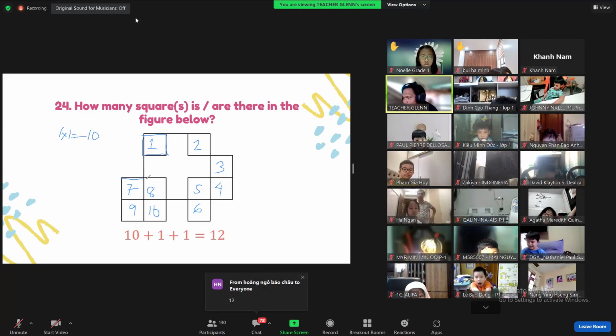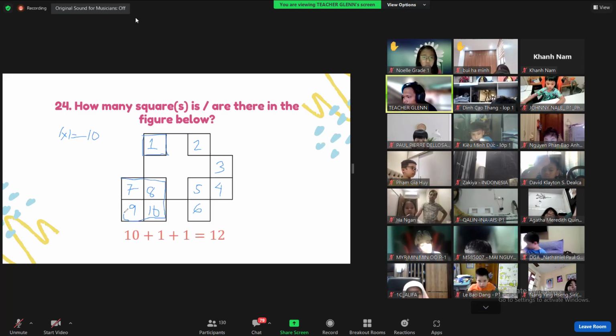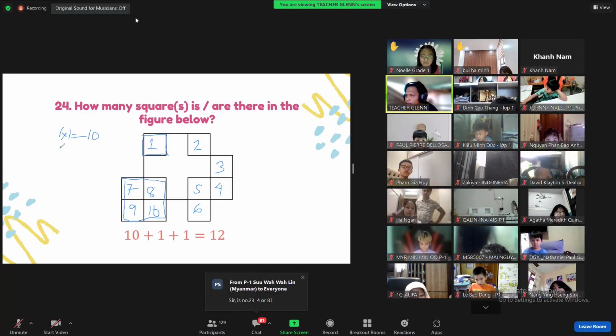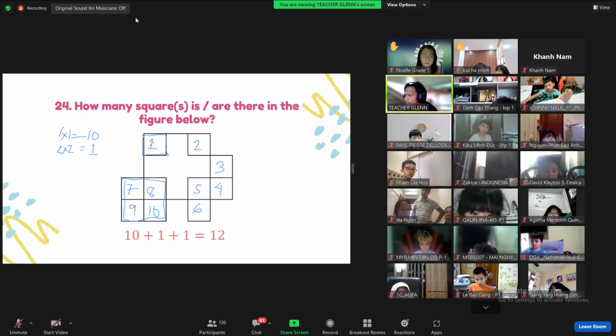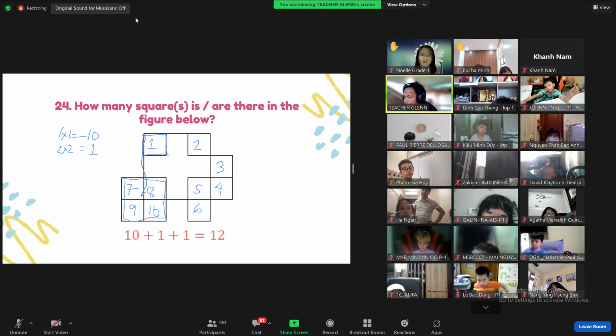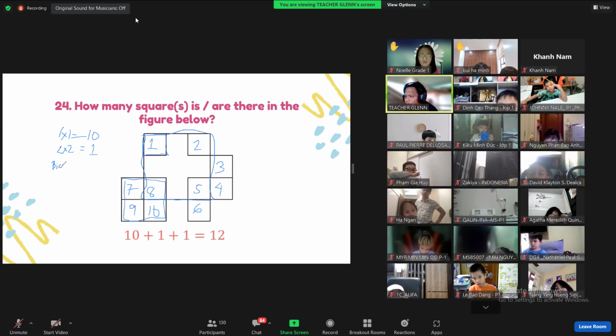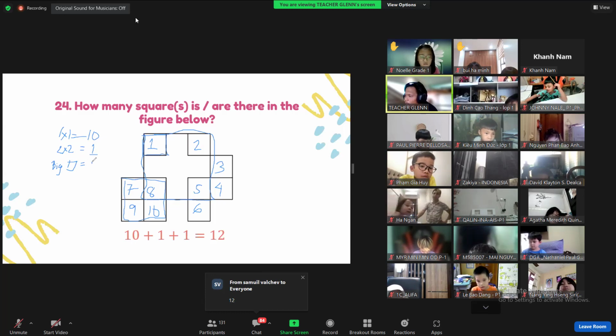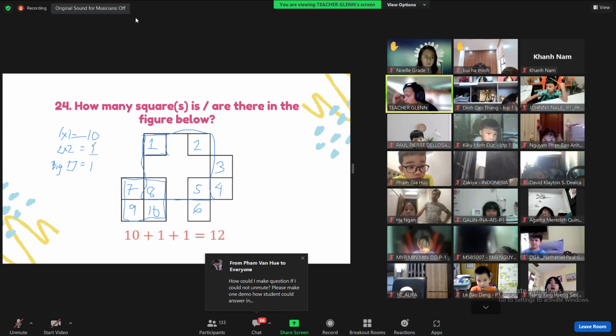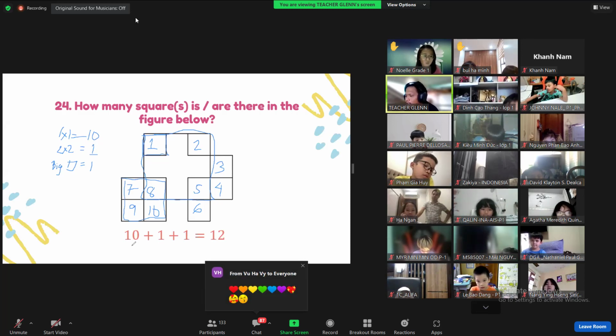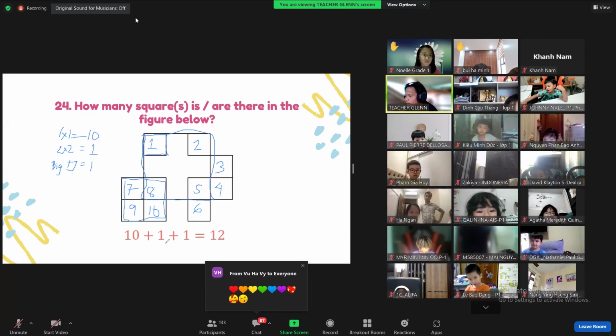So, a square like this. So, this is a 2 by 2 square. So this is also a square since their sides are equal. So 2 by 2, there is only 1. And lastly, the biggest square we can see, this square. So the big square is also 1. So there are no more squares. So we're going to add 10, 1, and 1. So 10 plus 1 plus 1 is equal to 12. So the answer is 12 squares.